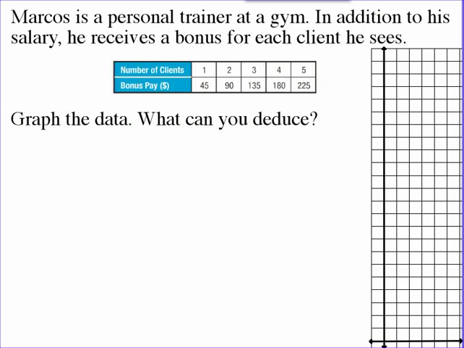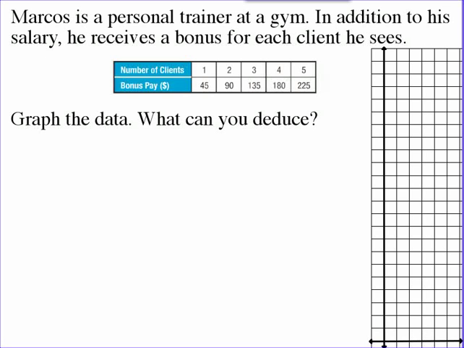It says Marcos is a personal trainer at a gym. In addition to his salary, he receives a bonus for each client he sees. Notice what they've got down there. If he sees one client, he gets a bonus of $45. If he sees another, 90, another 135, 4 clients gets him $180, and 5 clients gets him $225. Notice what it says: graph the data. So we're going to go through and graph the data.